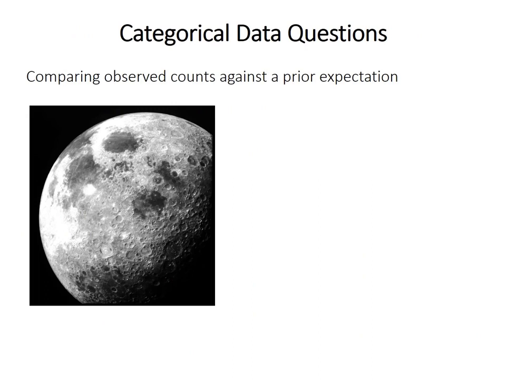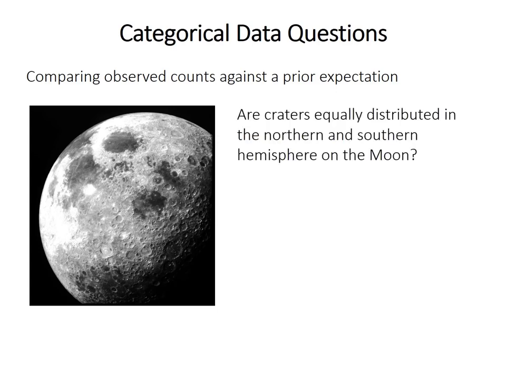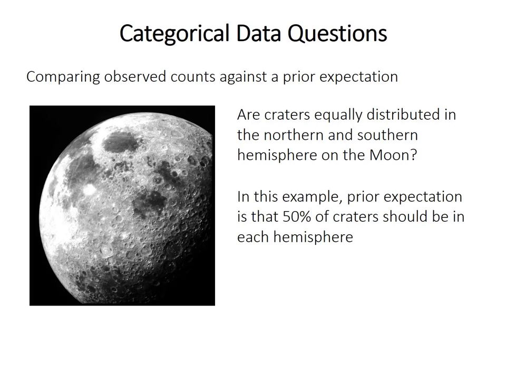So when choosing what kind of categorical test you want to run, the main consideration is the question that you're asking. In one situation, you might have some prior expectations from theory or from some independent information for what the counts might be. So your goal then is to see if the counts in your sample agree with that prior expectation. So for example, in this somewhat contrived question here, are craters equally distributed in the northern and southern hemisphere on the moon? Well, both hemispheres are the same size, and therefore each makes up half the surface area of the moon. So our simplest expectation might be that 50% of the craters should be in each hemisphere.